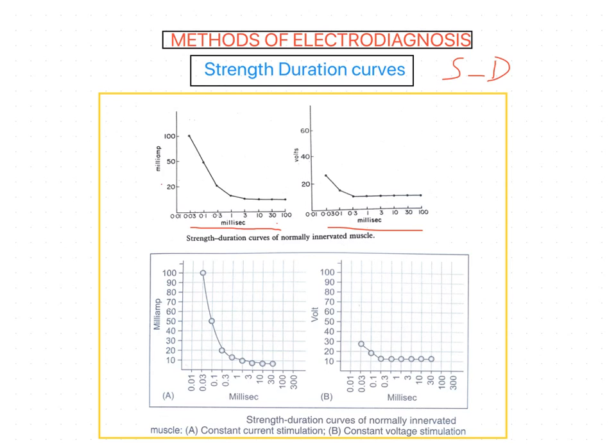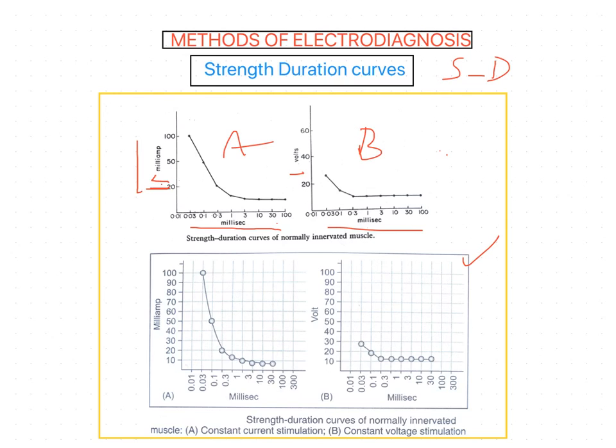Here you can find two types of graphs plotted using different kinds of stimulator. In the first one, the intensity, that is strength, is in the form of constant current, denoted in milliamperes, whereas in this picture, B, it is present in volts on the y-axis. This is the schematic representation of the graph. The actual graph obtained looks like this.